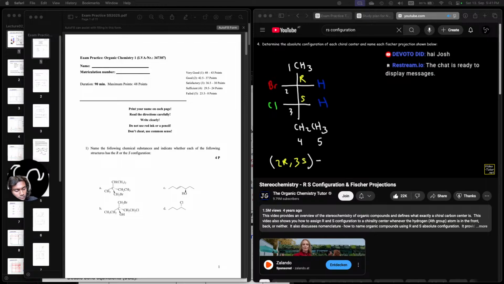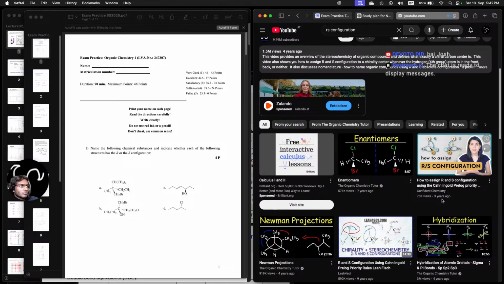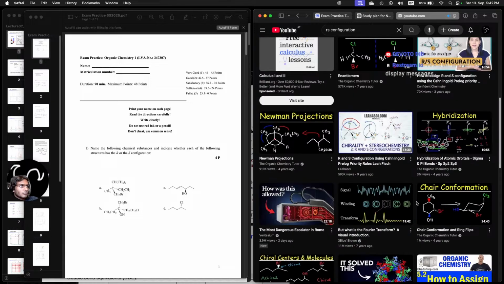And then we have a Br on carbon 2, and we need to put it in alphabetical order. B comes before C. So this is going to be 2-bromo, and then we have a Cl on carbon 3, so 3-chloro. And then for the 5 carbon chain, that's going to be pentane. So that's the IUPAC nomenclature for this particular Fischer projection. It's 2R, 3S, 2-bromo, 3-chloropentane. Now let's work on a more challenging problem.